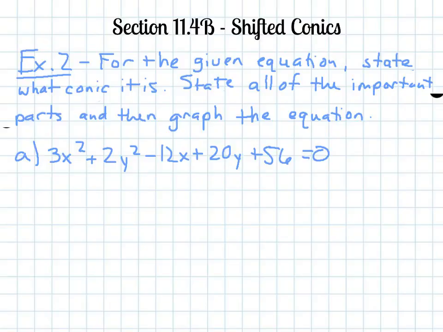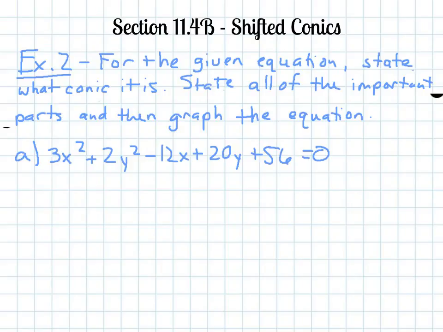Today's lesson, section 11.4b, we're still talking about shifted conics, and so here I'd like to do some more examples of what we talked about in the last video. So we want to be able to identify the conic of the given equation, and then state all of its important parts, and then graph. So looking at this equation, here it looks like we have an x squared and a y squared. Now the nice thing is at the beginning, you can actually tell what it is, but I'll talk about that after I do all of the math here.